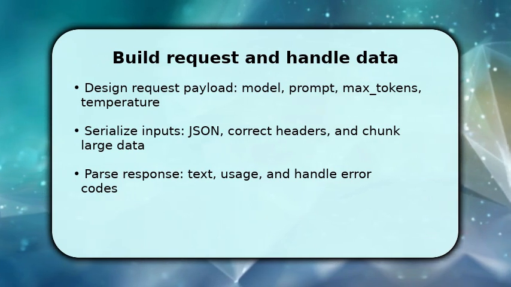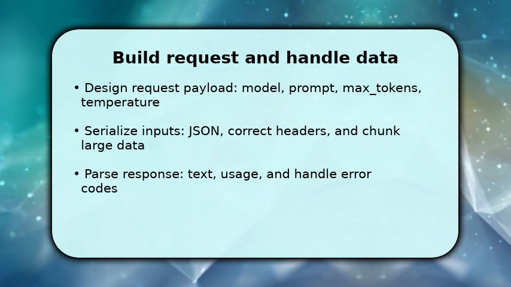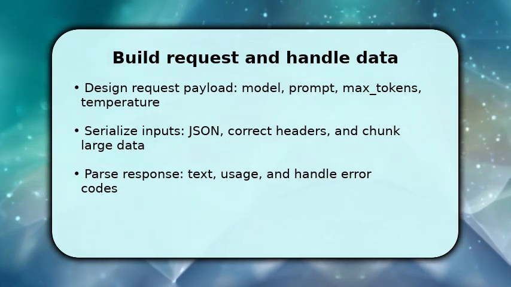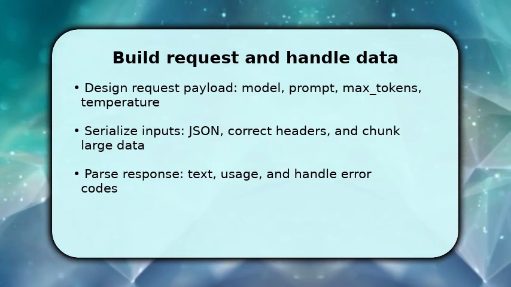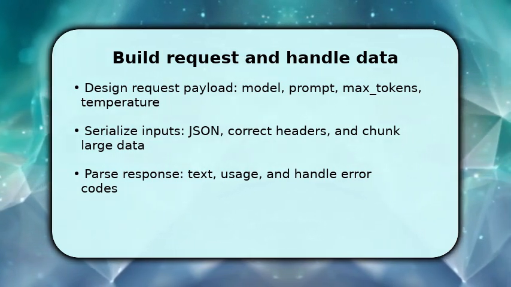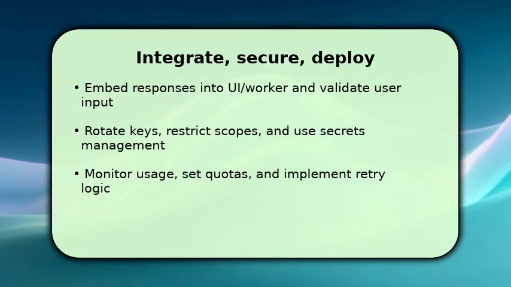Once you receive data, parse the JSON for text and metadata, and map it into your app's data models. If you expect many calls, add retries with exponential backoff and rate limit handling to stay reliable. You finish by integrating outputs into your UI or backend worker and validating results before showing users.